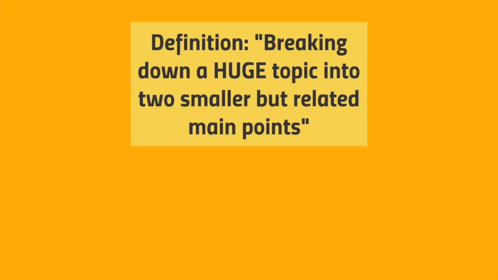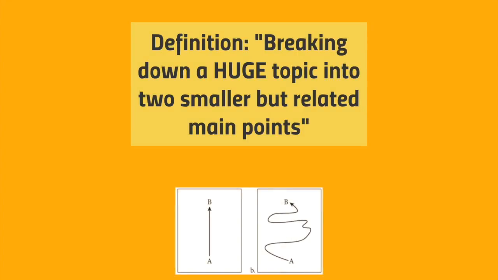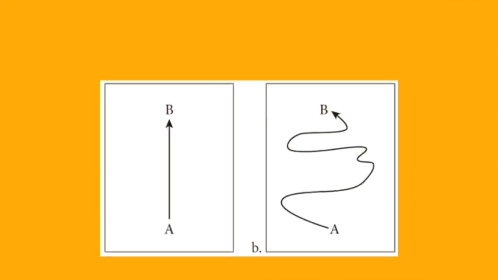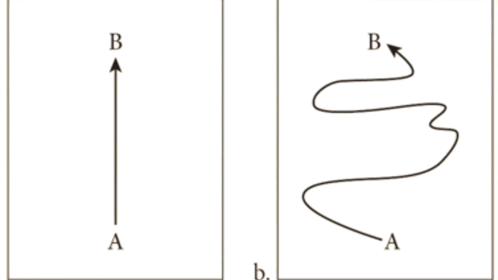All right, so what's the definition? Well, it's essentially breaking a huge topic into 2 smaller but related main points. So that's kind of the basic definition, singular, not plural. But I want you to think about it more in terms of what is the quickest way from point A to point B. It's a straight line, right? As you see on the left.